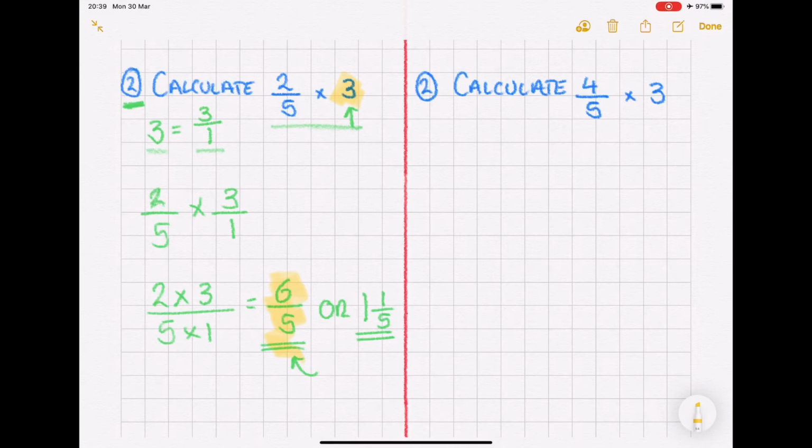Fantastic. Pause the video there, and then copy out the workings for this example, and then have a go at this example here on the right-hand side. And once you've done that, play the video again.